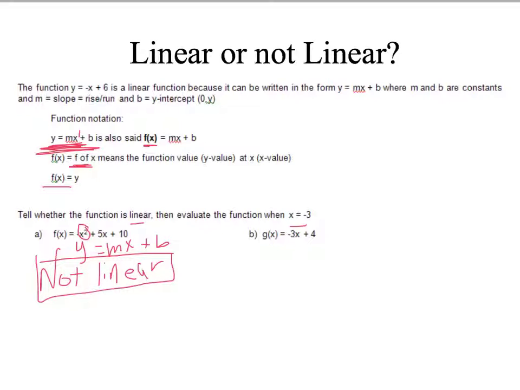Then we're going to plug in negative 3. So I'm going to write this in function notation. f of negative 3 is negative, and then negative 3 squared, plus 5x, plus, oops, I wrote 5x. That should be 5 times negative 3.